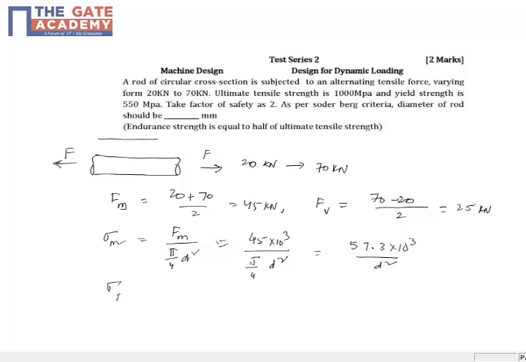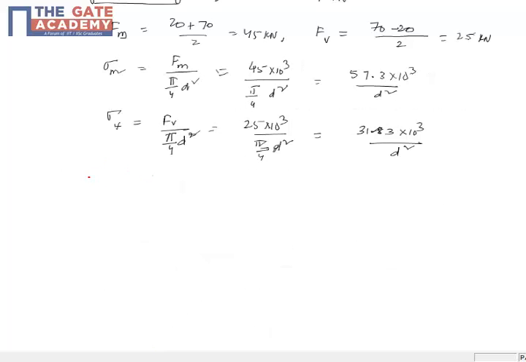The corresponding variable stress will be the variable load by area, which is pi by 4 d square. So the variable stress is 25 into 10 power 3 by pi by 4 into d square. This I can get easily. This is 31.83 into 10 power 3 by d square. Remember, d is unknown, so I will just keep d square in the denominator.